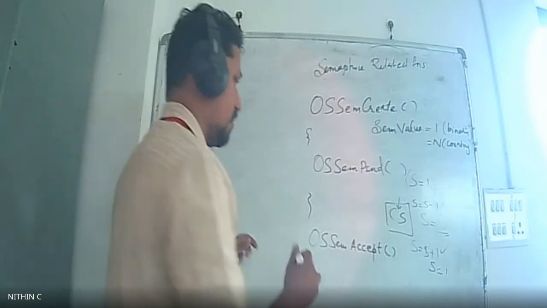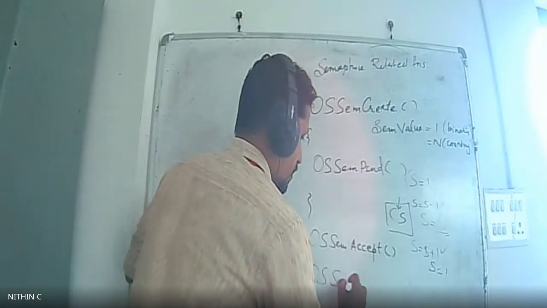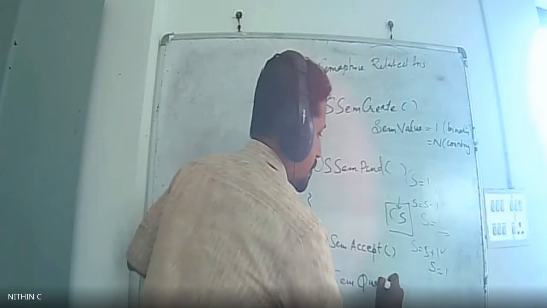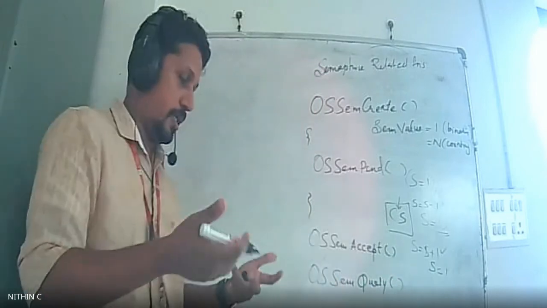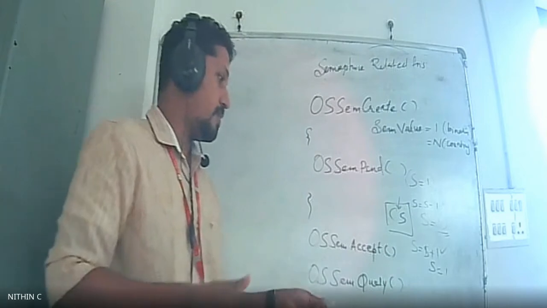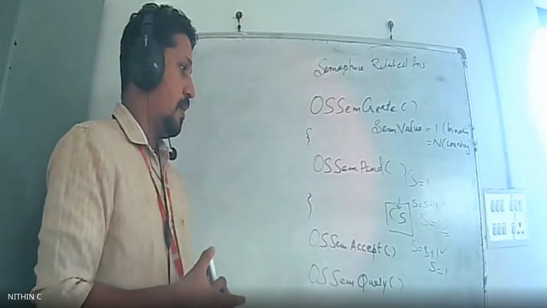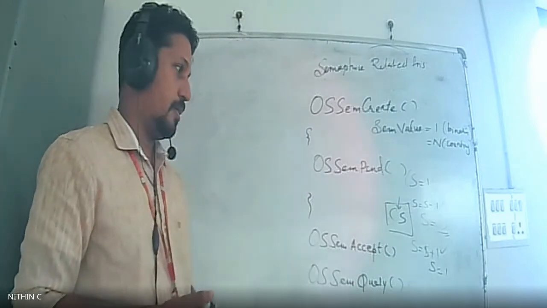Then there is another function called OSM query. OSM query is for getting the information regarding the semaphore variable. അതിന്റെ വാല്യൂ ഇപ്പോൾ എത്രയാണ് അങ്ങനെയുള്ള കാര്യങ്ങൾ കിട്ടാൻ വേണ്ടിയാണ് നമ്മൾ OSM query എന്ന് പറയുന്നൊരു ഫംഗ്ഷൻ യൂസ് ചെയ്യുന്നത്. That's normal. That's present in almost all the level functions.